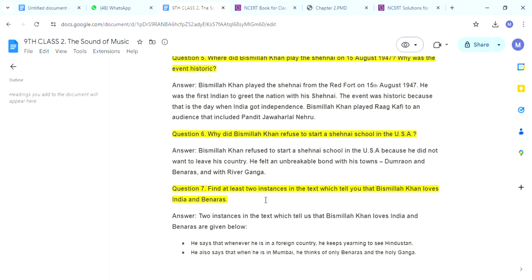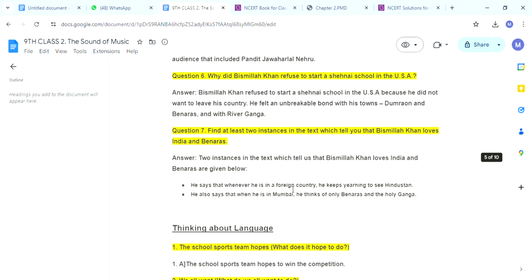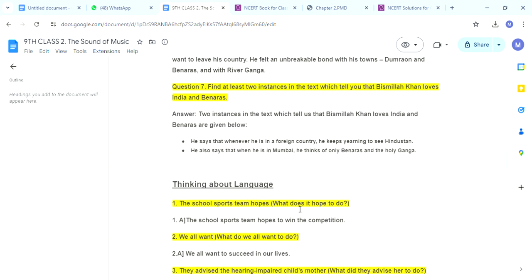Next, seventh one, find at least two instances in the text which tell you that Bismillah Khan loves India and Banaras. Answer: two instances in the text which tell us that Bismillah Khan loves India and Banaras are given below. He says that whenever he is in a foreign country, he keeps yearning to see Hindustan. He also says that when he is in Mumbai, he thinks of only Benares and the holy Ganga.